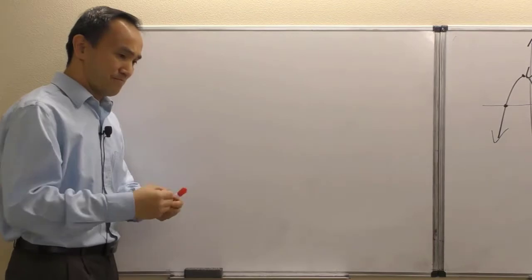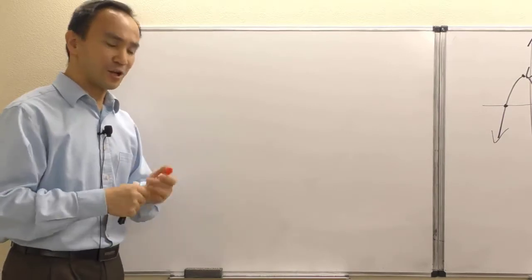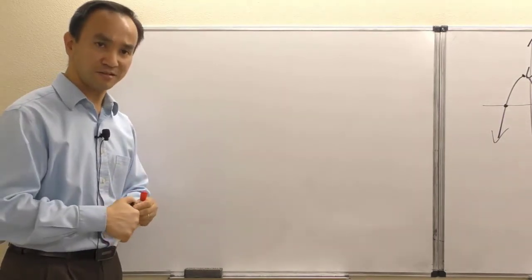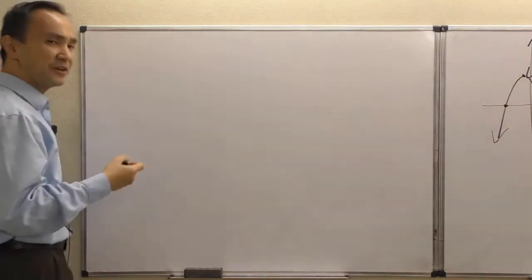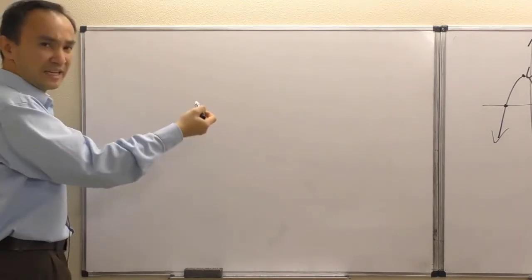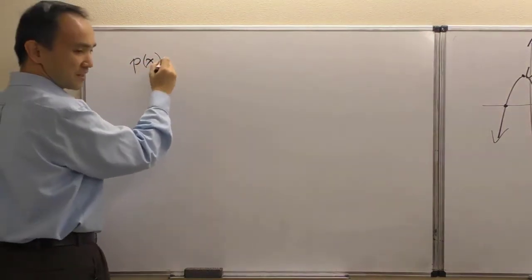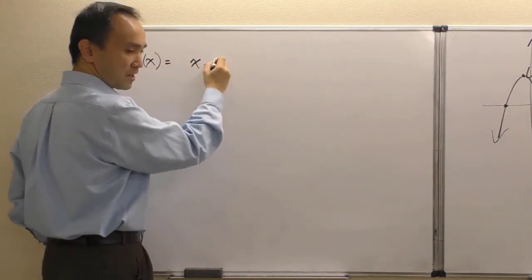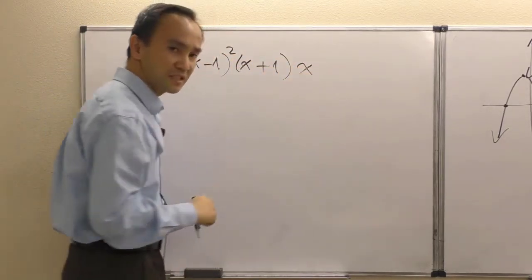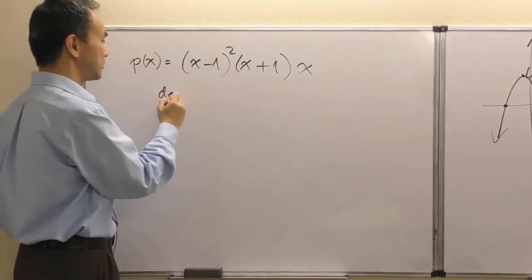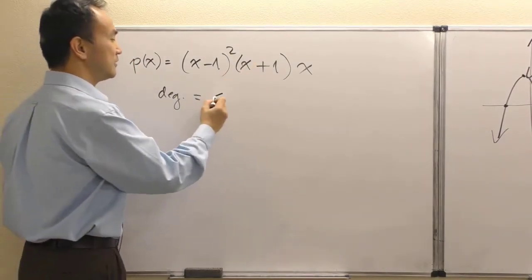All right, the most important thing about any polynomial is the degree. We have seen that much earlier in our lesson about polynomials. Now let me bring up a few quick examples of polynomials. How about a polynomial being (x minus 1) squared times (x plus 1) times x. Up to our experience at this point, this is a polynomial of degree 4.